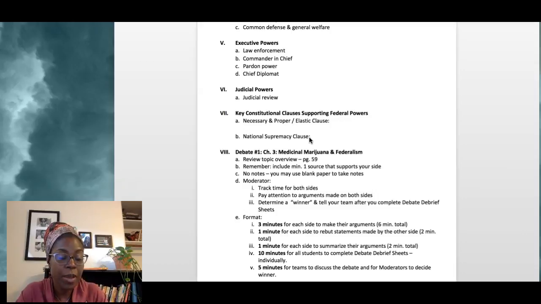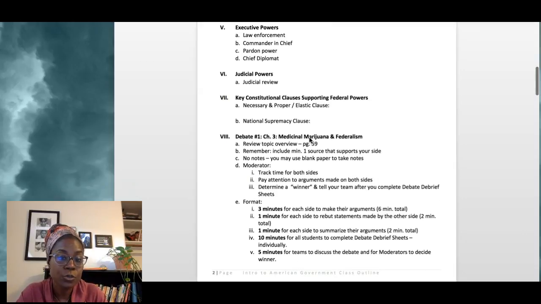They have pardon power, which I covered a bit in class last week, but that's the ability to pardon even people who have been convicted of crimes in the courts. The president or the executive office has the power to suspend any kind of punishment if they see fit. And finally, the executive office has the power of chief diplomat, which is the power to negotiate treaties and things along those lines with other sovereign nations.